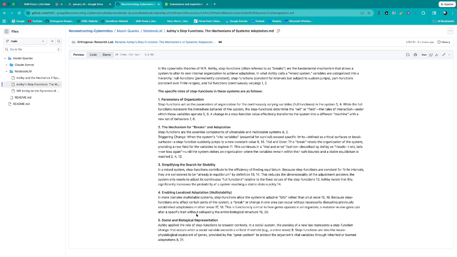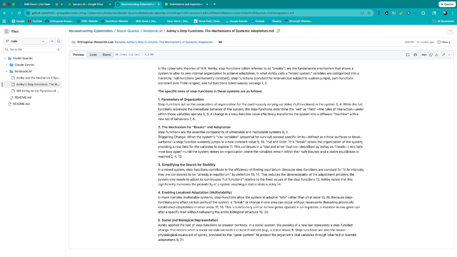Number 4 is enabling localized adaptation or multi-stability. In more complex multi-stable systems, step functions allow the system to adapt in bits rather than all at once. Because step functions only affect certain parts of the system, a break or change in one area can occur without necessarily disrupting previously established adaptations in other areas. This is functionally similar to how genes operate in an organism. A mutation in one gene can alter a specific trait without collapsing the entire biological structure.